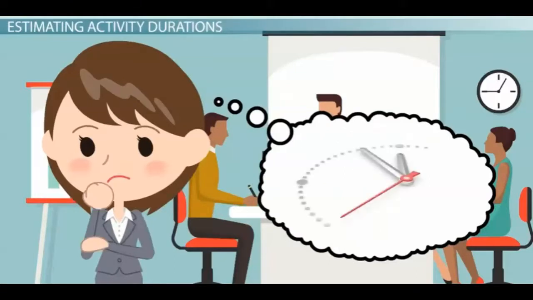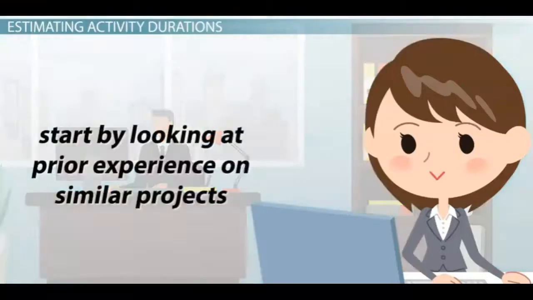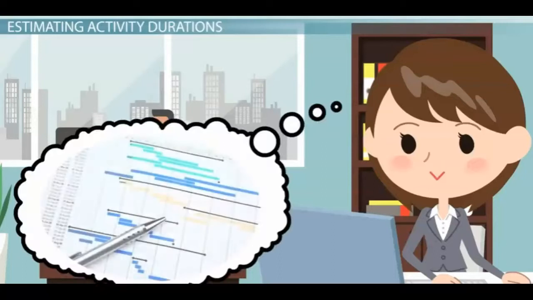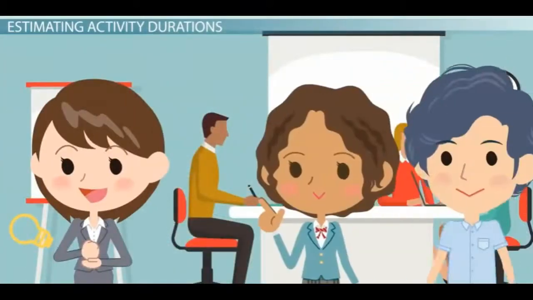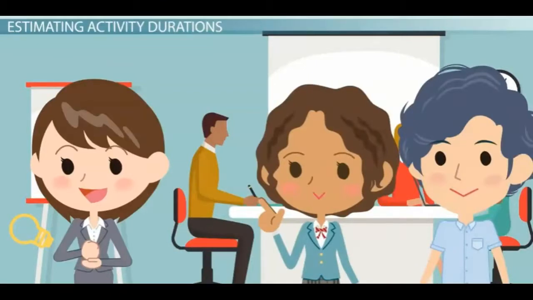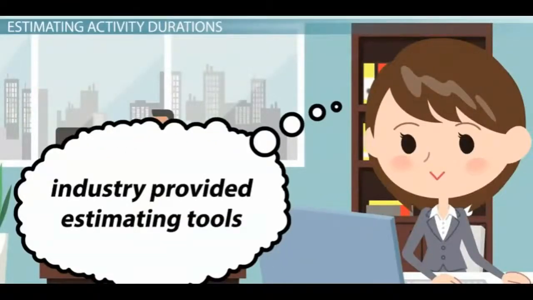At the same time, if you're too conservative, you don't want to tell the customer that you can't meet the deadline at all and lose the project. In an effort to create realistic durations, you start by looking at prior experience on similar projects. You can use the actual completion durations for the same activities that your team or other teams performed on similar completed projects. When prior experience isn't available, you gather the appropriate team members and brainstorm an estimated activity duration based on their expert judgment. In some cases, industry-provided estimating tools may be available.